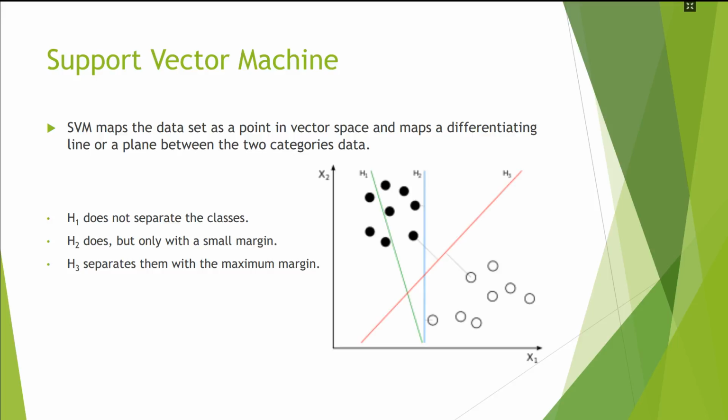So in the figure, H1, H2, H3. H1 isn't a separating classifier. H2 is a separator, but the margin is too small, so we wouldn't take it as the optimal one. Coming to H3, it has a good margin. It has a good distance between the two classes, so we consider H3 as the classifier.